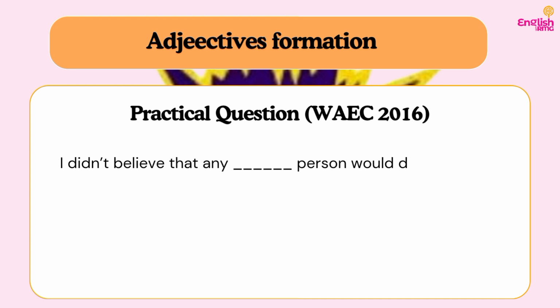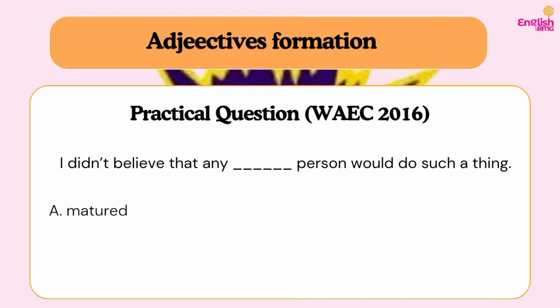So now, after we've explained this formation of adjectives, let's look at some practical questions from the past WASSCE questions. I want you to know that questions on adjectives are usually in section 5 of your Paper 1 past questions. So all the questions that I'm going to be asking are going to be from this section. We have: I don't believe that any dash person would do such a thing. So let's look at the options to see what is going to be our possible answer.